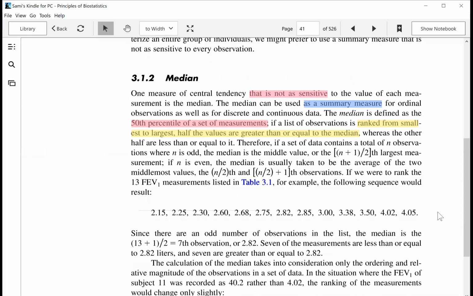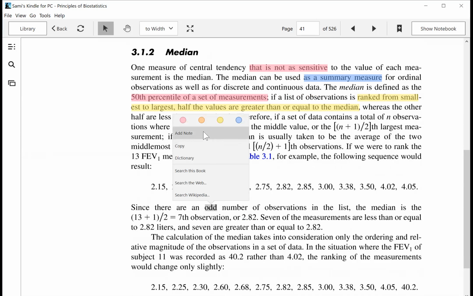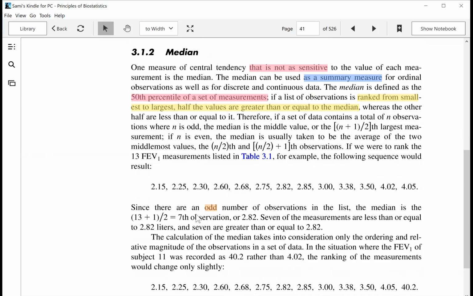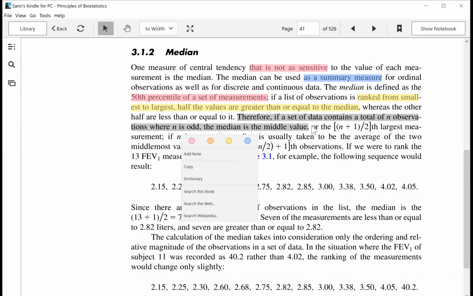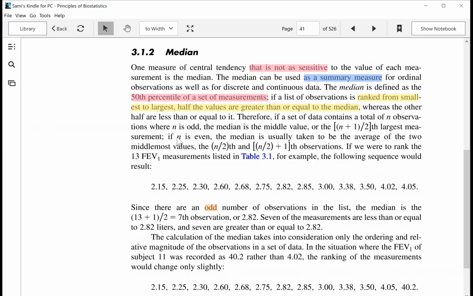So here's a set of values, and we take the middle number of it as the median. That's if the number of observations is odd. But if it is even, the opposite of odd, then we take the two numbers in the middle and divide their sum by 2. Therefore, if a set of data contains n observations where n is odd, the median is the middle value, the (n plus 1) divided by 2 largest. If the number is even, which is the opposite of odd, we average the two middle values.